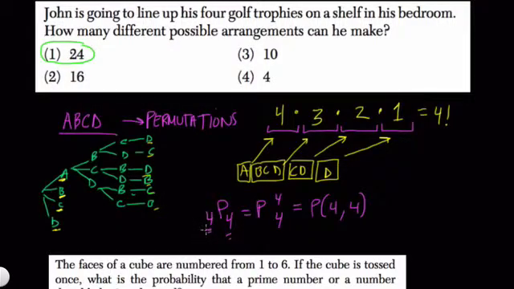Here we have 4 trophies and 4 ways to arrange, and 4 slots to arrange them in. That's what each of these setups mean. Here, permutations of 4 items in 4 available slots, and then again, 4 items in 4 available slots.